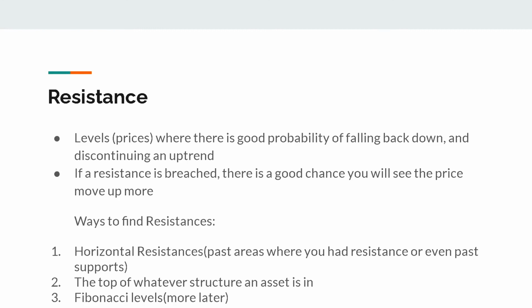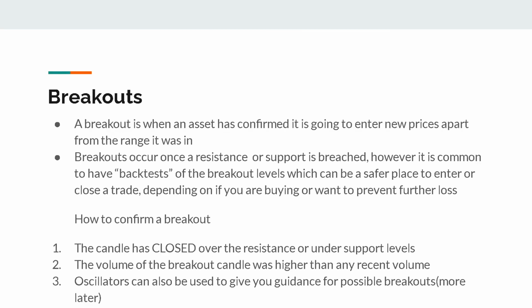Now, how can you find resistances? You can find them through horizontal resistances, such as past areas where you had a resistance or a level where the price could not get higher than, or even past supports, known as the support resistance flip. Another way you can identify resistance is by seeing the top of whatever structure an asset is in, which we will talk about more in the charting video. And then a more advanced level, again, is Fibonacci levels, which we will also talk about in a much later video.